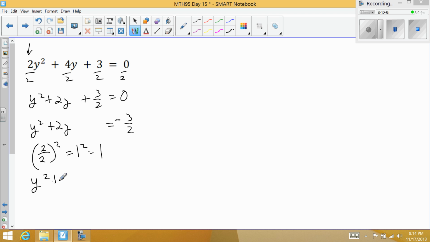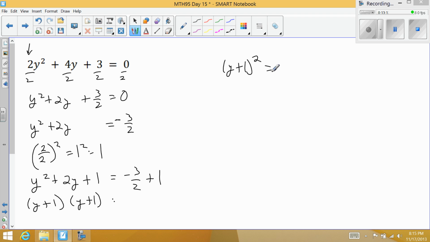So I'm going to add 1 to both sides of the equation, so that this will now factor to the y plus 1, or simply y plus 1 squared. Again, you can skip that step if you prefer to jump straight to here. On this side, I've got a fraction, so I may as well get some common denominators. Taking the 1 to 2 over 2, so that gives me a negative 1 half. The negative 3 plus 2 is negative 1.